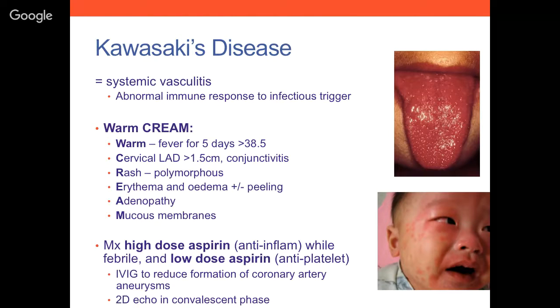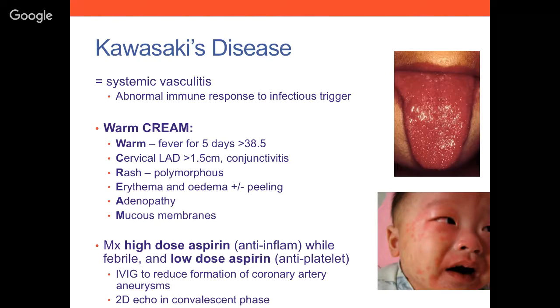You give these guys high-dose aspirin and then low-dose aspirin as well, so the anti-inflammatory and antiplatelet, and IVIG, which is intragram, which sounds like Instagram, but it's not, it's intragram, and that will reduce the formation of coronary artery aneurysms in the future.